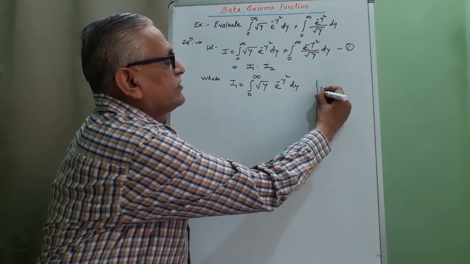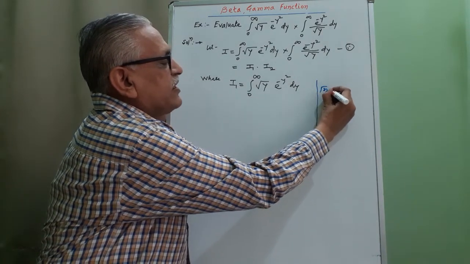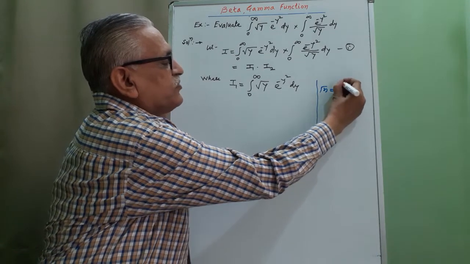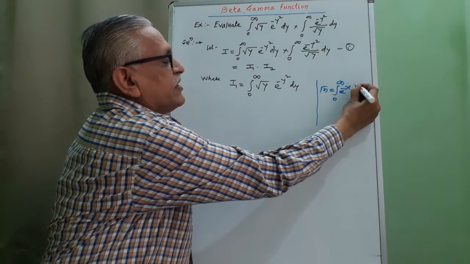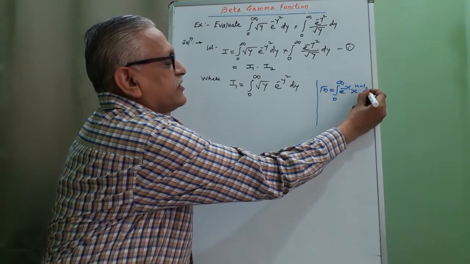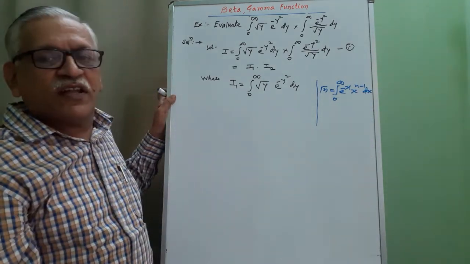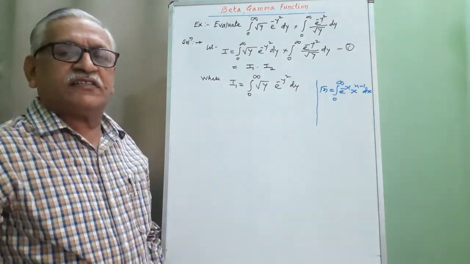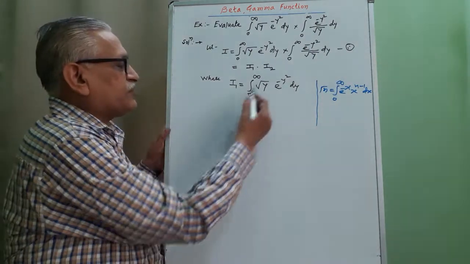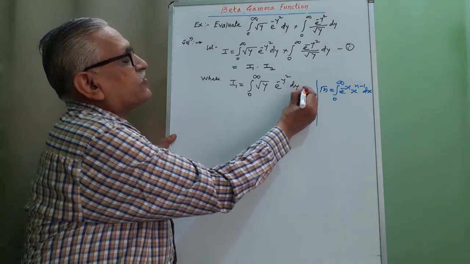We know the definition of the gamma function. Gamma n is the integration from 0 to infinity of e raised to minus x, x raised to n minus 1, with respect to x. That is called a gamma function. And therefore, to convert into this form, we substitute. We call this equation 2.